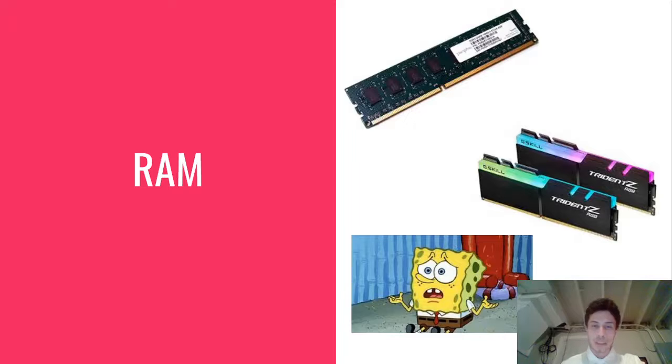RAM comes in different sizes, from around 4 GB to 32 GB per module in current systems. Having more modules, of course, will multiply the amount of RAM.